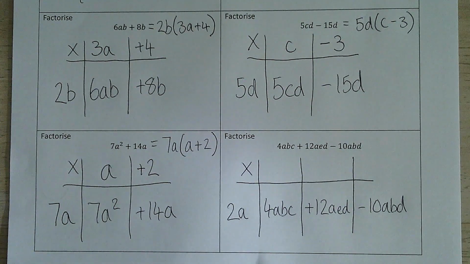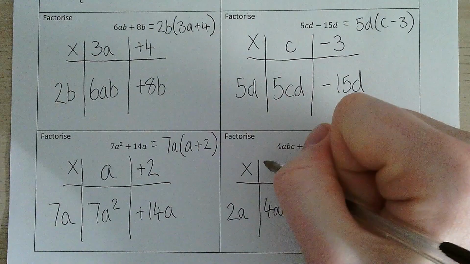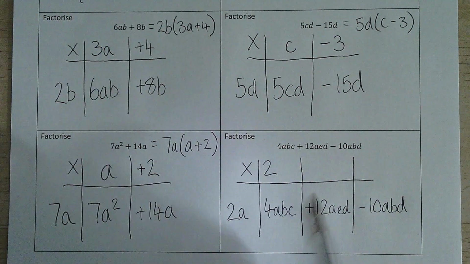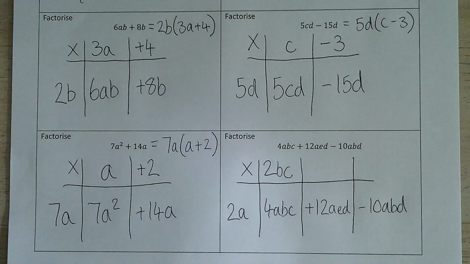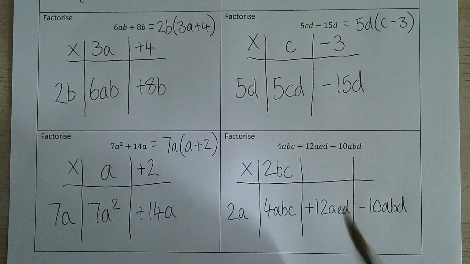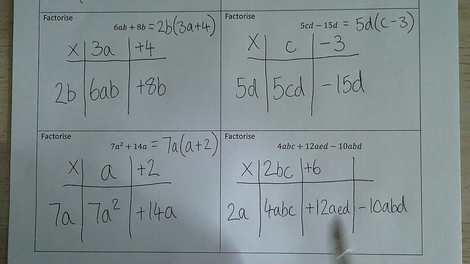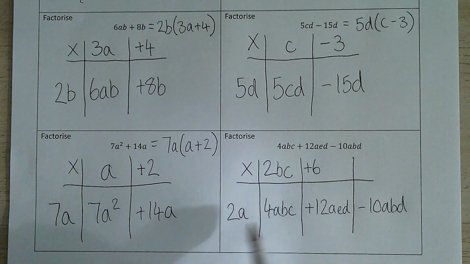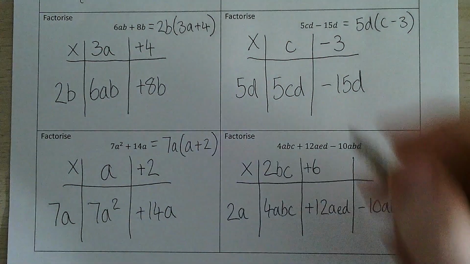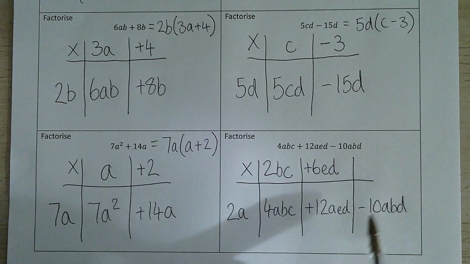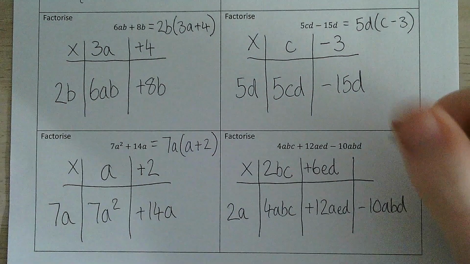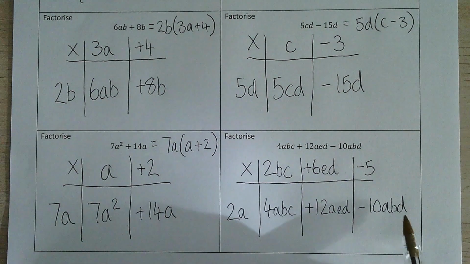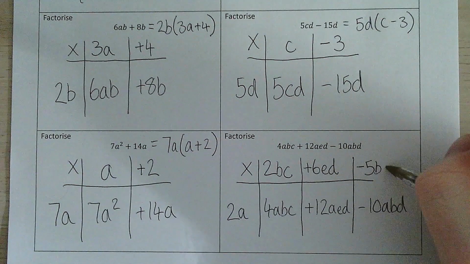Now we do the division. 4 divided by 2 is 2. a divided by a will cancel out, leaving us with bc. Positive 12 divided by 2 is positive 6, and again we make sure we remember to put in the sign. a divided by a cancels, leaving us with ed. And minus 10 divided by 2 is minus 5. a divided by a cancels, so we're left with bd.